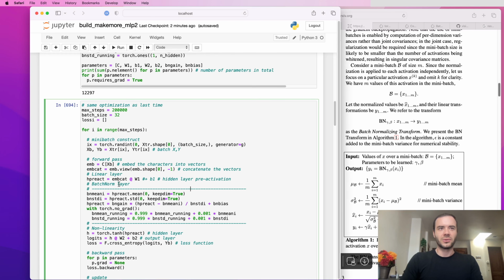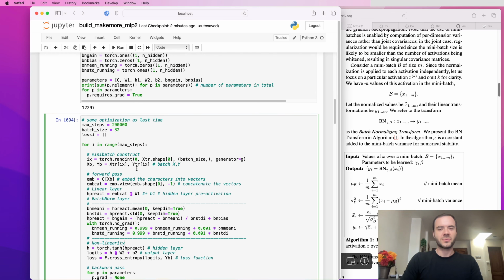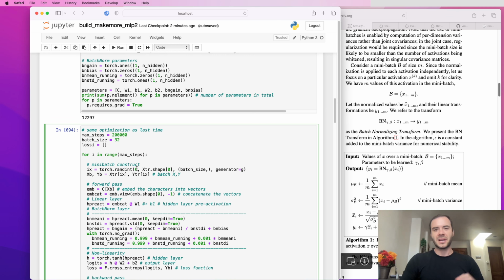Okay, so I rearranged the code a little bit with comments, and I just wanted to give a very quick summary of the batch normalization layer. We are using batch normalization to control the statistics of activations in the neural net. It is common to sprinkle batch normalization layers across the neural net, and usually we will place it after layers that have multiplications, like for example, a linear layer or a convolutional layer, which we may cover in the future.